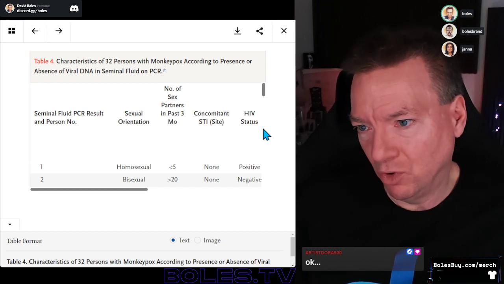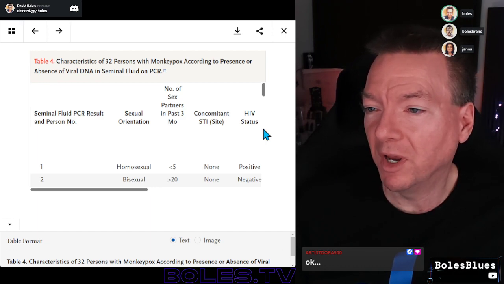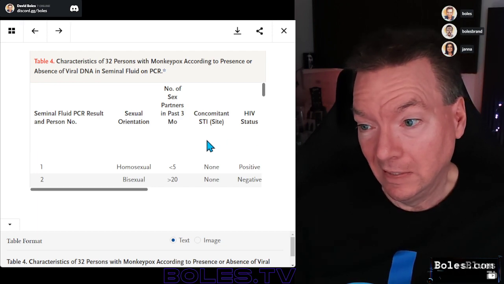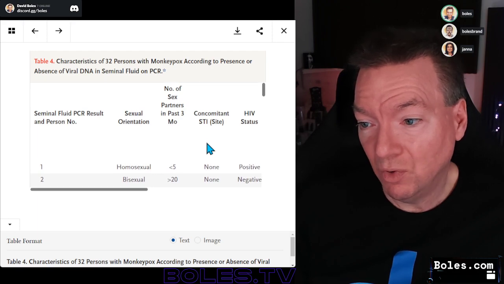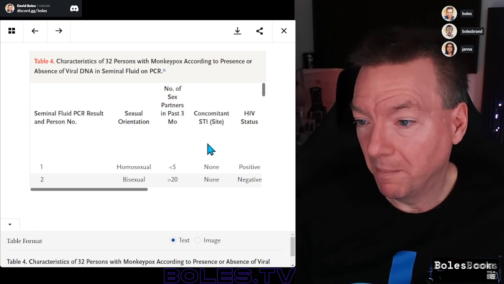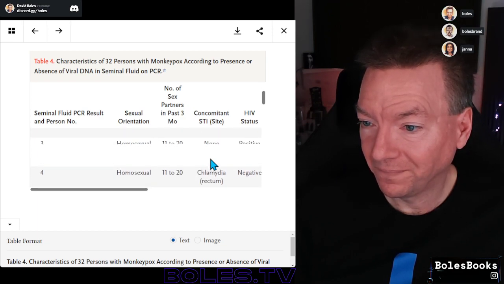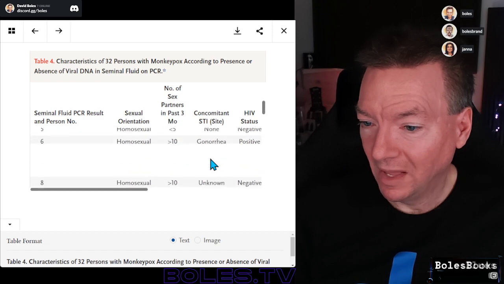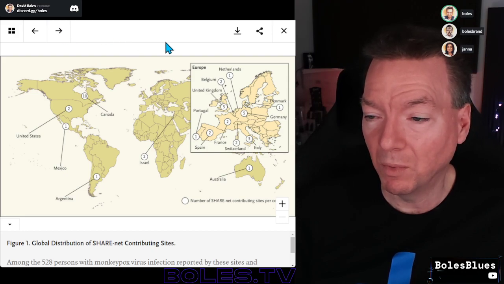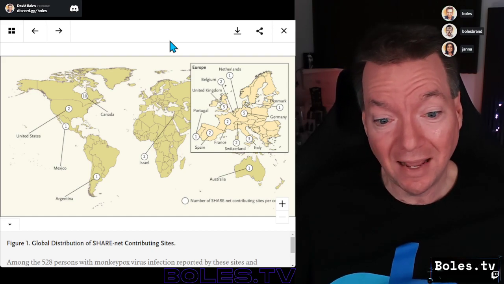And now we're getting into really heavy stuff, and we'll just take a look at this quickly. Characteristics of 32 persons with monkeypox, according to presence or absence of viral DNA, seminal fluid, or PCR. Homosexual, number of sex partners in the past 3 months, under 5. Bisexual, over 20. Sites, that's very technical, but skip that. And there we are, back to the beginning of where all of this is happening and what we're going to do about it, and is there anything we can do about it? It looks like Canada's having a hard time with 10 infections.